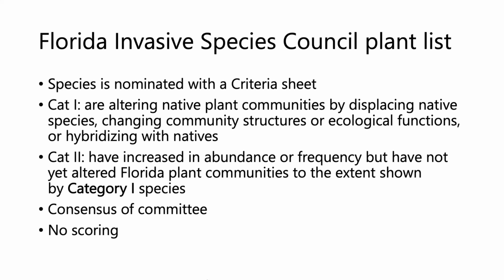We are trying to determine if a species is a Category 1, where we're looking for evidence that it's altering native plant communities, changing structure, that kind of stuff. A Cat 2, we're looking for evidence that it's increased in abundance or frequency, but not yet altered those plant communities. So essentially someone will give us a criteria sheet. Usually it's members of the plant list committee. They will sit in on the meeting, present their information, and we'll have a discussion and then reach consensus through voting.